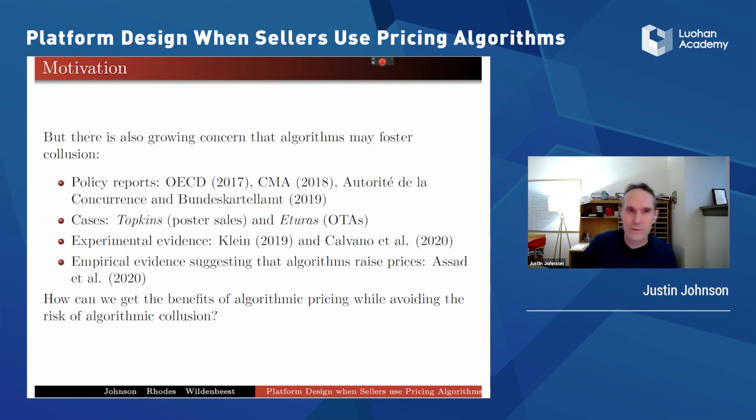And so there are a number of policy reports and investigations in various antitrust regions. There's even been some cases involving algorithms used for anti-competitive purposes. Topkins in the United States and Eturus in the EU both allegedly involve basically hub and spoke style conspiracies where algorithms sort of enable or facilitate collusion amongst members.